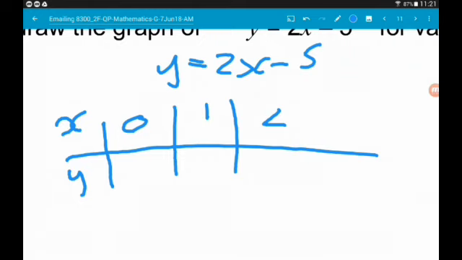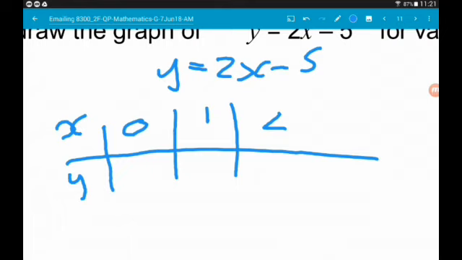So, when x is equal to 0, y is 2 times 0 minus 5. So that's minus 5. When x is 1, y is 2 times 1, which is 2, minus 5, which is minus 3. And when x is 2, 2 times 2 is 4, minus 5 is minus 1. So now we have 3 pairs of coordinates that we can plot.